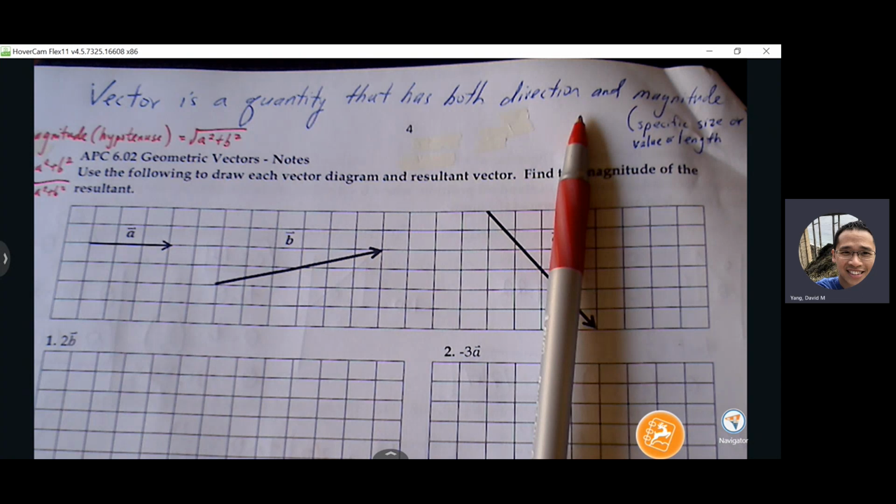Okay. We'll see some real world examples of these when we get to word problems, but for now, we're just learning about these basic properties.